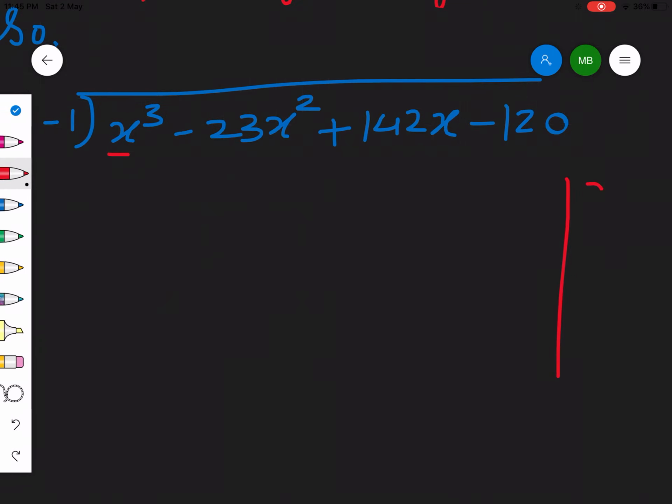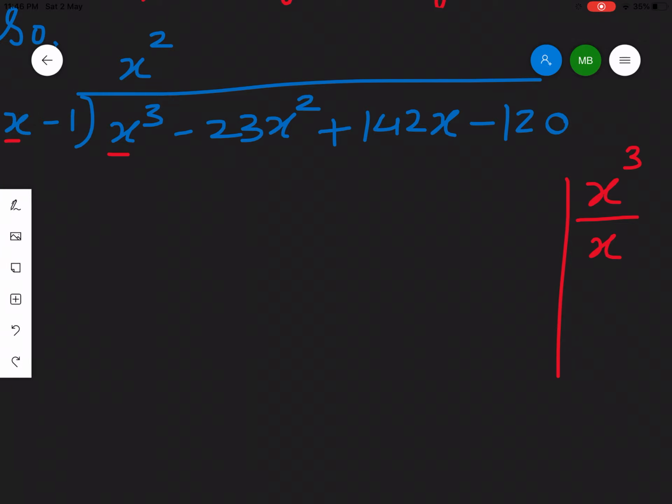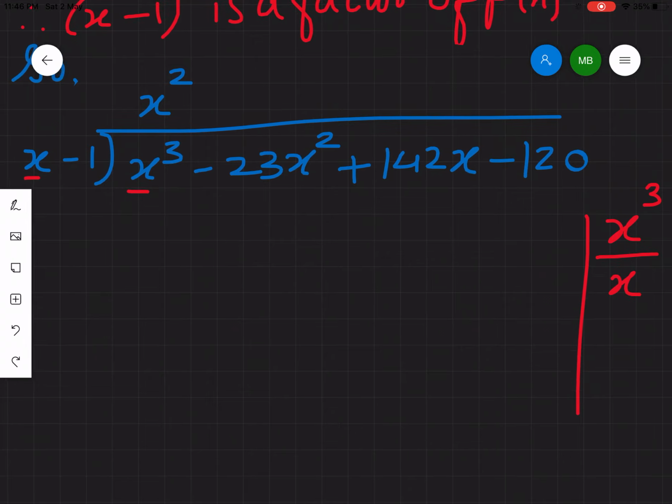You have to divide the first term in your dividend by the first term in your divisor. If you divide, what will you get? You will get x squared. So that's the first term in your quotient. So we got to know that x squared is the first term in my quotient.